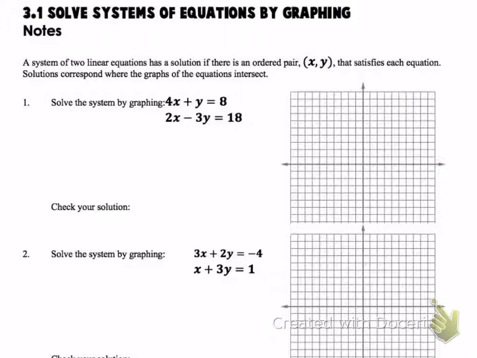So if you're solving by graphing, it is pretty self-explanatory, meaning that you graph the two lines and then you see where they intersect. So the first thing I need to do, like in number 1, I would need to put both of them in slope-intercept form first. So I'm going to do that for the top one. So y equals negative 4x plus 8. And I'm going to graph that line. So down 4 over 1.